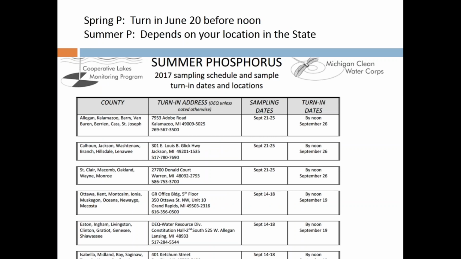There are different turn-in dates based on where you live in the state, because different places in the state will experience the fall turnover at different times. Further up north, in the Upper Peninsula or northern Lower Peninsula of Michigan, we want to make sure the phosphorus sample is taken before that turnover happens. So they end up sampling at the end of August or the beginning of September, while someone in southern Michigan is going to end up taking their sample closer to the end of September.